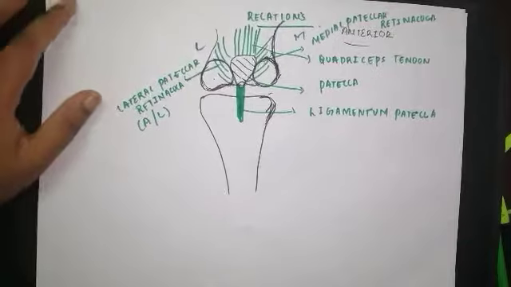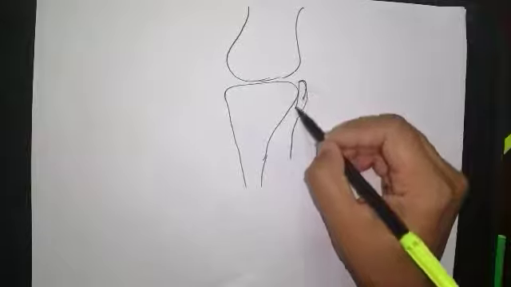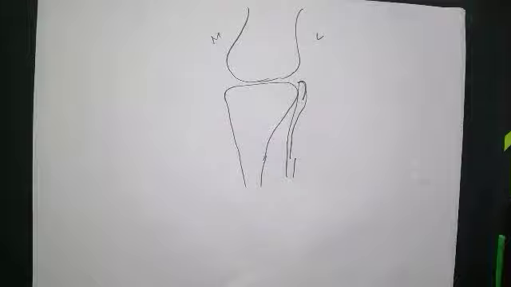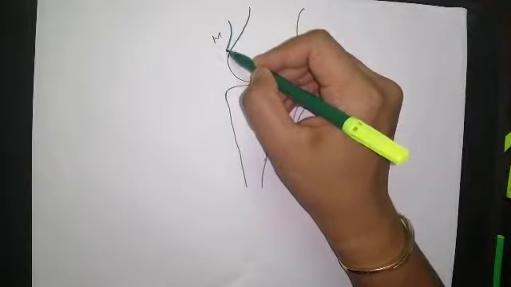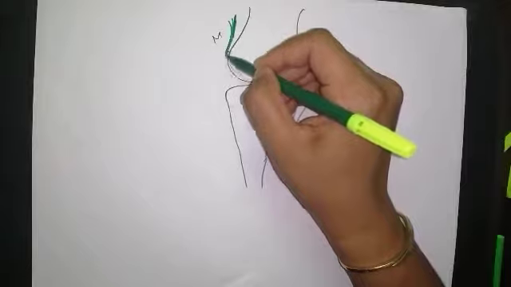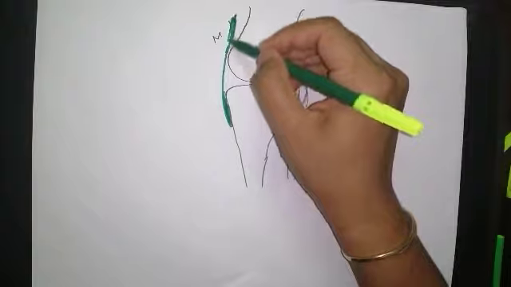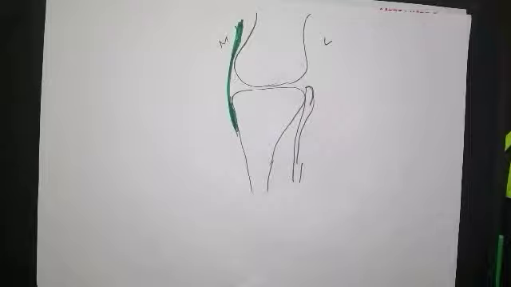So we will discuss the posterior relation. Here you can see the posterior aspect of the knee joint. You can see the fibula also. This is the lateral aspect, this is the medial aspect. On the medial aspect, the tendon of the semitendinosus passes like this, and it gets inserted into the medial surface of the tibia.